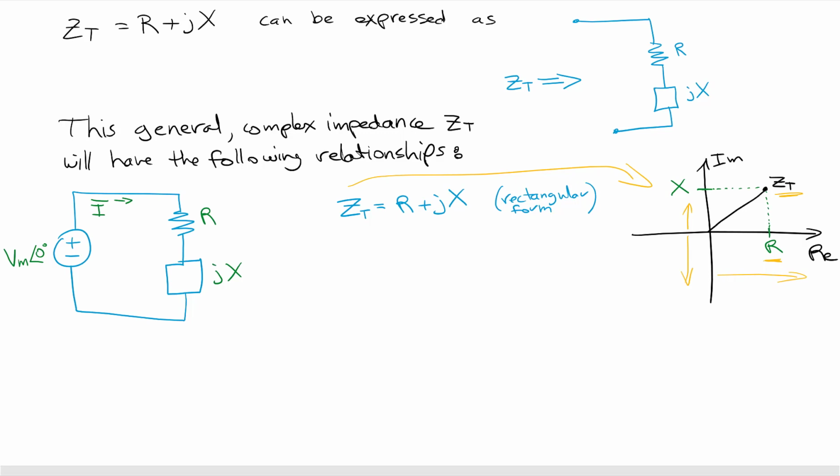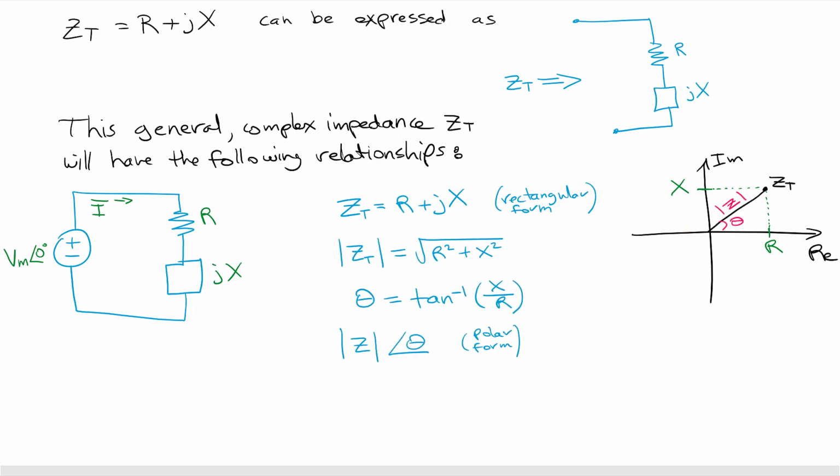Now that's in rectangular form, and we can convert that general impedance into its polar form by finding the magnitude and the phase angle. And the phase angle, of course, is measured from the positive real axis, either positive or negative in direction. Okay? And then we get the polar form as below.